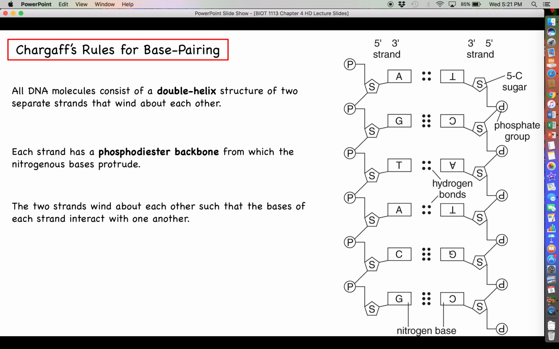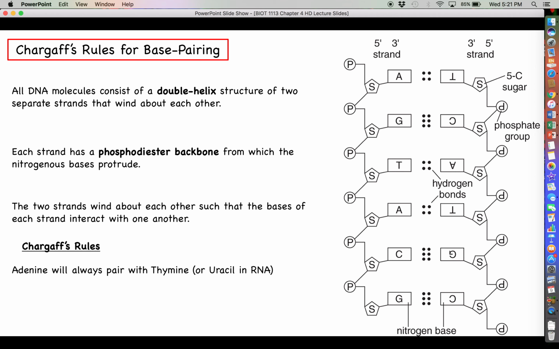So the 2 strands are going to interact in such a way that the bases of each individual strand interact with the bases of the opposing strand. So you can kind of see that here. We have 1 strand on the left, 1 strand on the right, and you can see the bases are pointed at each other from each of those 2 strands.